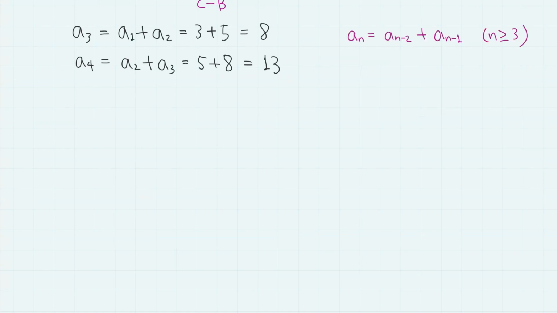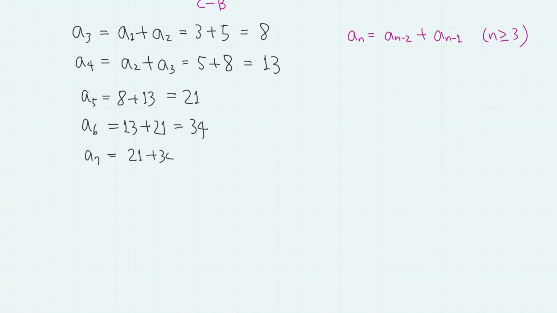And you get the idea. So a_5 is equal to 8 plus 13, which is 21. a_6 equals 13 plus 21, hence 34. a_7 equals 21 plus 34, which equals 55. And finally, a_8 equals 34 plus 55, which is 89.